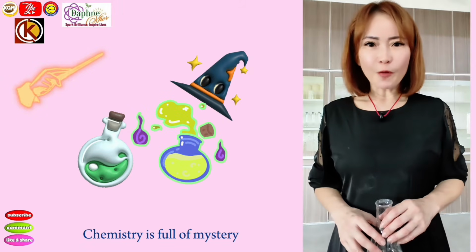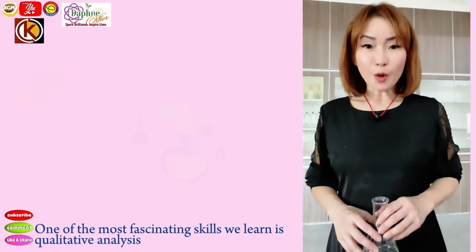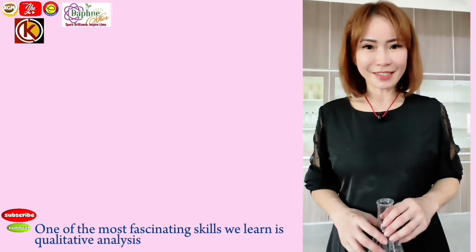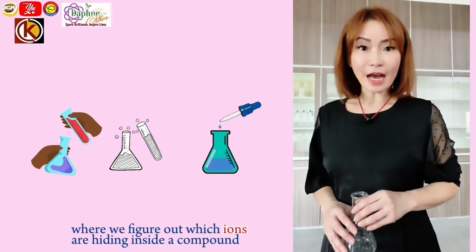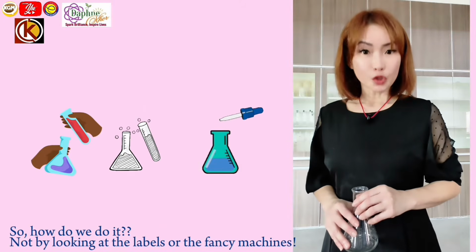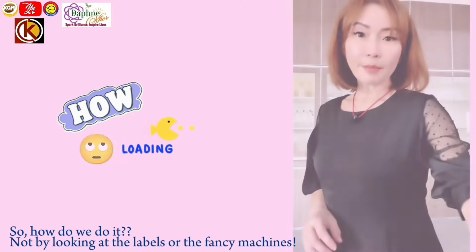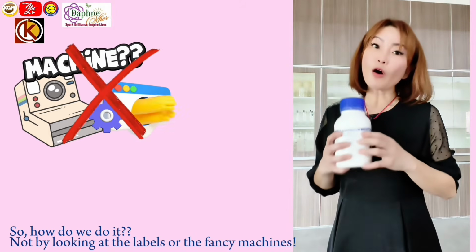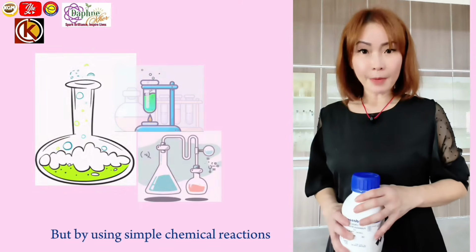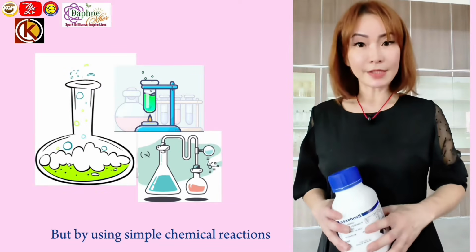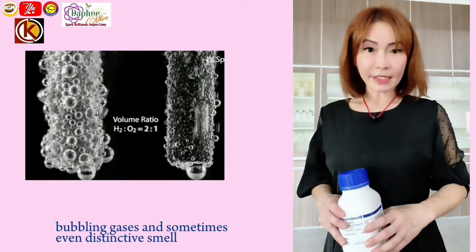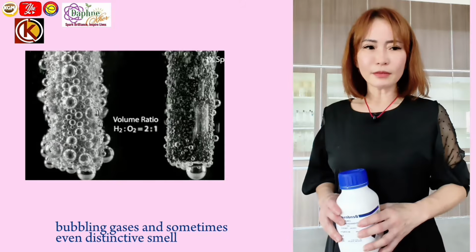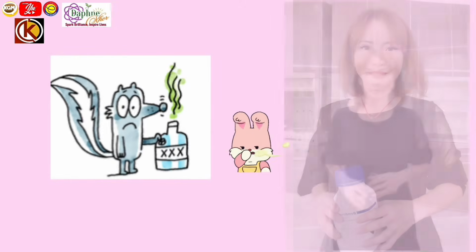Chemistry is full of mystery. One of the most fascinating skills we learn is qualitative analysis. This is the detective mode of chemistry, where we figure out which ions are hiding inside a compound. So, how do we do it? Not by looking at the labels or fancy machines, but by using simple chemical reactions, color changes, precipitate formations, bubbling gases, and sometimes even distinctive smells.